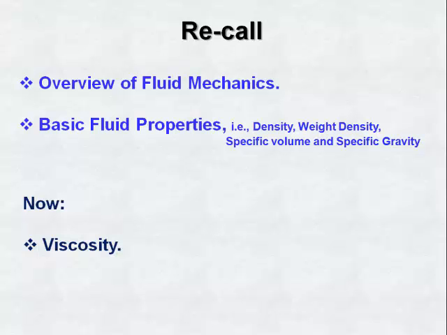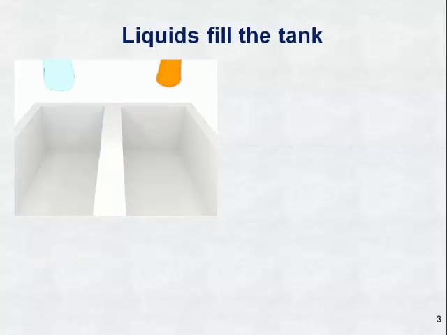In previous video lectures we dealt with an overview of fluid mechanics and fluid properties like density, weight density, specific volume and specific gravity. In this video lecture we are going to deal with viscosity. Now we are going to identify which tank will fill faster than the other tank. That means which liquid has high restriction to flow.